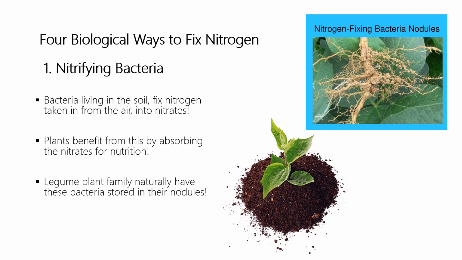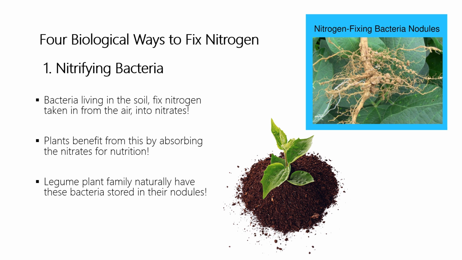So there are 4 ways to fix nitrogen. The first is nitrifying bacteria. Bacteria living in the soil help fix nitrogen by taking it from the air and turning it into nitrates. Again, that's the main general idea of nitrogen fixation and what is happening.